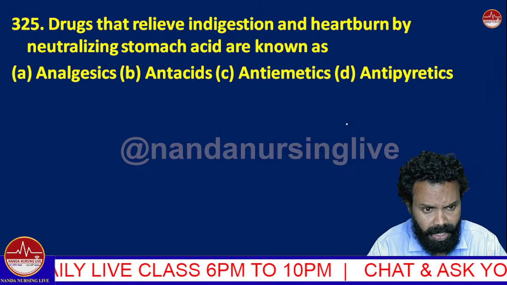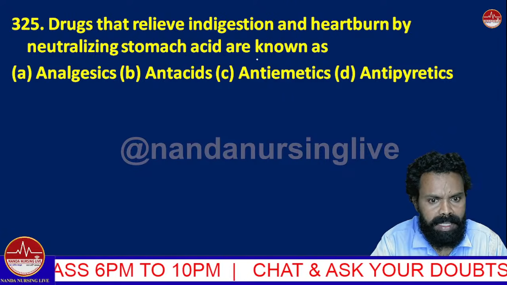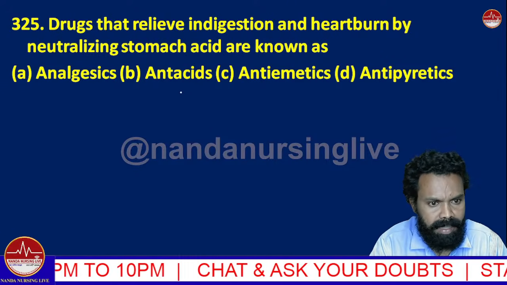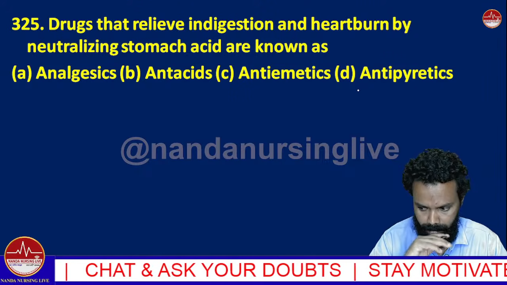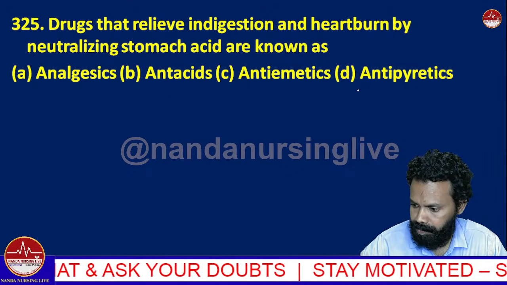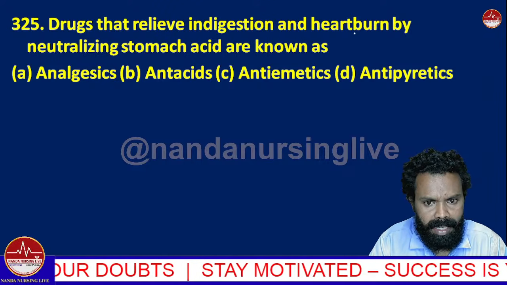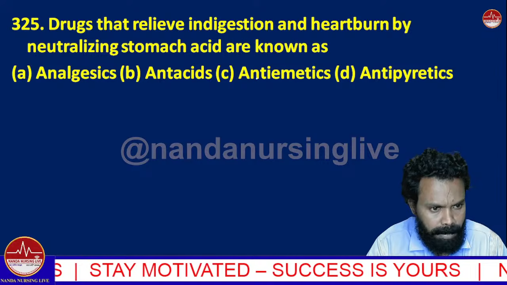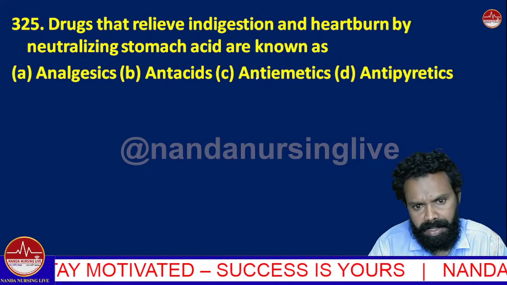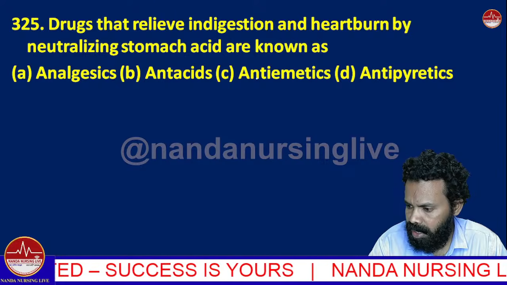Drugs that relieve indigestion and heartburn by neutralizing stomach acids are known as option A analgesics, option B antacids, option C antiemetics, option D antipyretics. So which option is the correct answer? Drugs that relieve indigestion and heartburn by neutralizing stomach acids are known as option A analgesics, option B antacids, option C antiemetics, option D antipyretics. So which option is the correct answer?